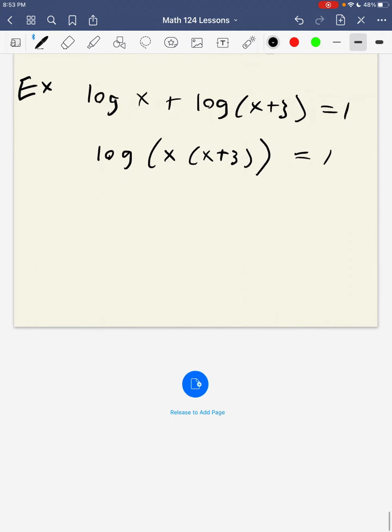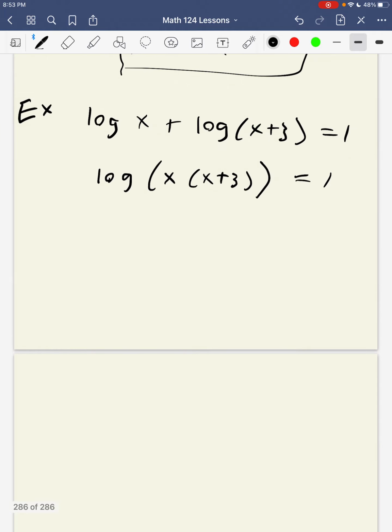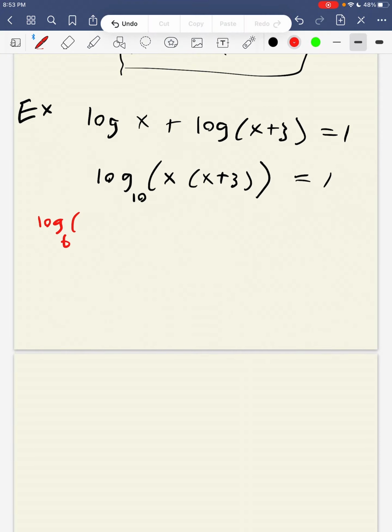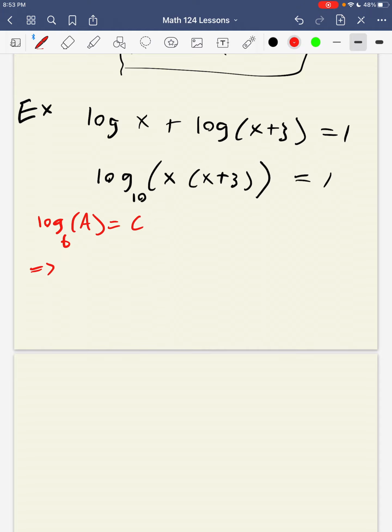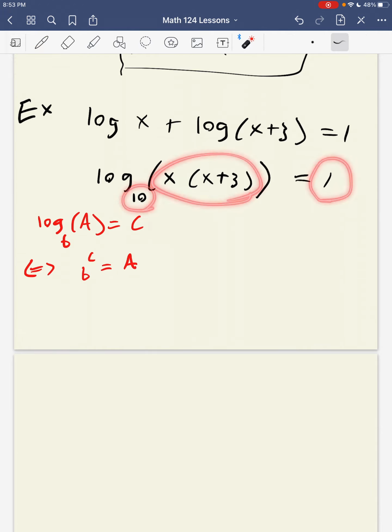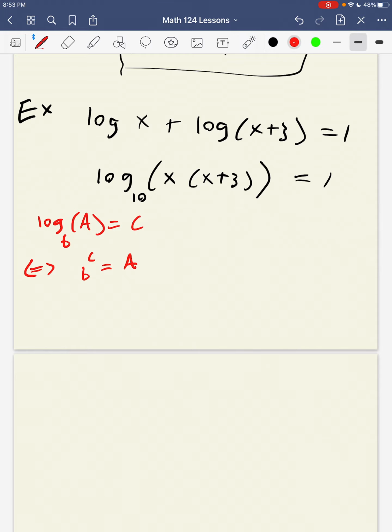There are two ways of thinking about this. You could either exponentiate both sides, or you could go back to the definition of a log. Remember, log base b of a equals c. By definition, that means b raised to c equals a. Therefore 10 raised to the 1 will equal x times x plus 3.